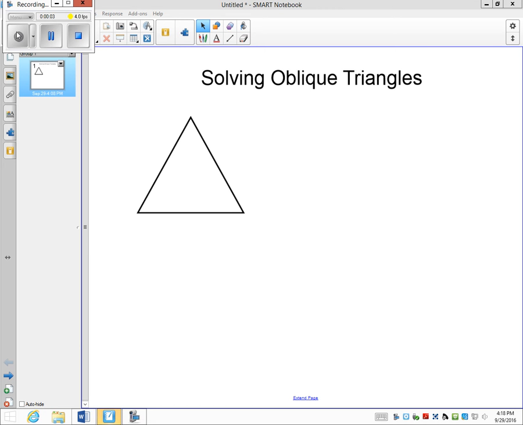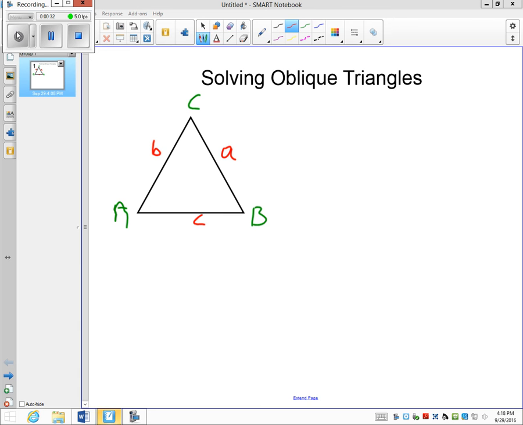In this video, we'll solve oblique triangles using sine law. Before we do that, let's recall how to label an oblique triangle. Let's say this triangle is ABC. We're going to label the opposite sides using the same letters as the angles. So opposite angle A is side A, opposite angle B is side B, and opposite angle C is side C.